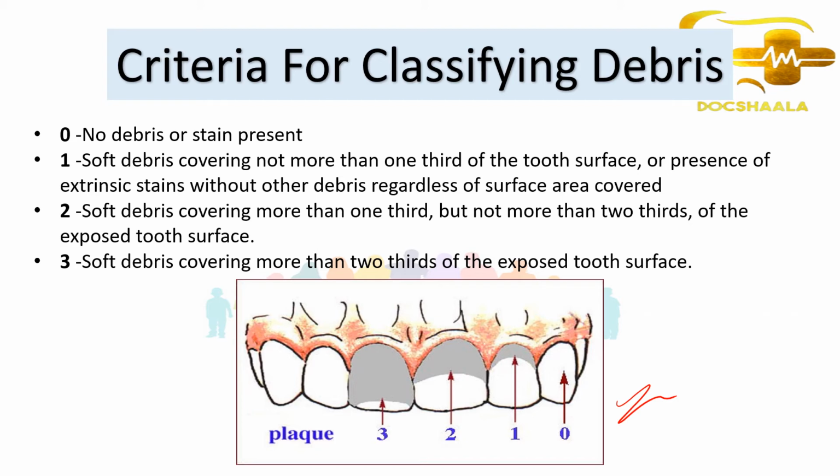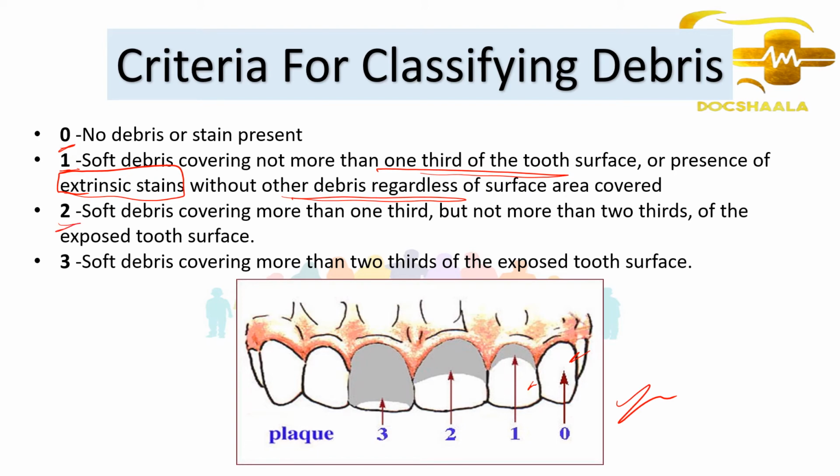You can just remember this image so that it will be easy for you to calculate the debris index, even in practical exams. So score 0 is assigned when no debris or stain is present, as in this tooth, and score 1 is assigned for soft debris covering not more than 1/3 of the tooth surface, or presence of extrinsic stains without other debris regardless of surface area covered. Okay, so presence of extrinsic stains is numbered as 1. Here you can see the debris not covering more than 1/3 of tooth surface.